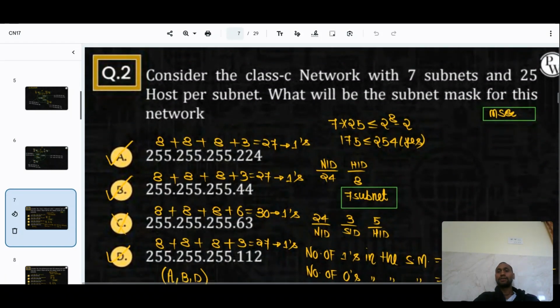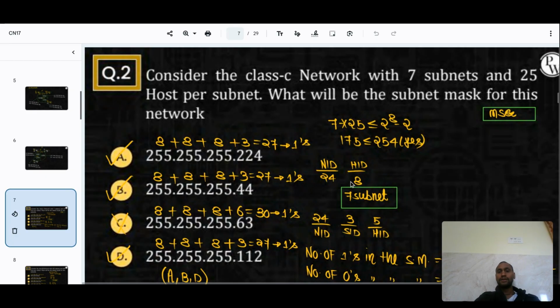Consider the class C network with 7 subnets and 25 hosts per subnet. What will be the subnet mask for this network? So 7 subnets and 25 hosts per subnet. 7 into 25 is less than or equal to the host ID part, that is 2 to the power 8 minus 2, so it is possible.